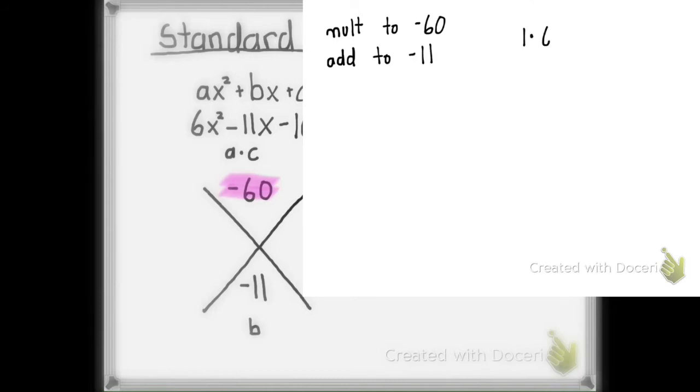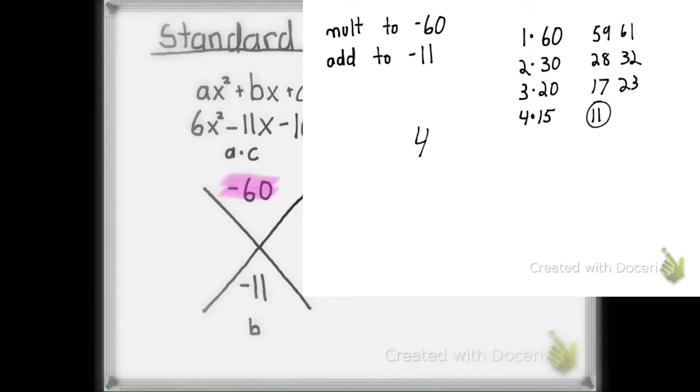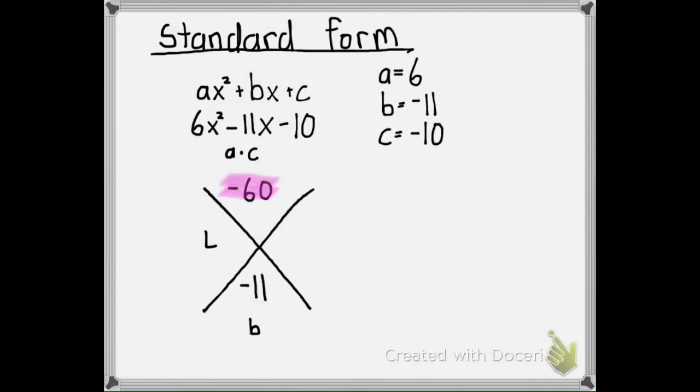So our first set of factors are 1 times 60, and we can either get 59 or 61 when we add or subtract those. Next is 2 times 30, 28 or 32. 3 times 20, or 17 and 23. And 4 times 15, and when we add those together, we can get 11. So 4 times negative 15 will give us a negative 60, and 4 plus a negative 15 gives us a negative 11. And that's exactly what we're looking for.